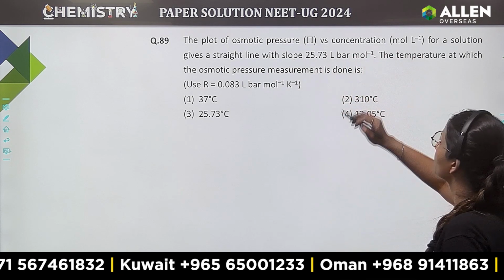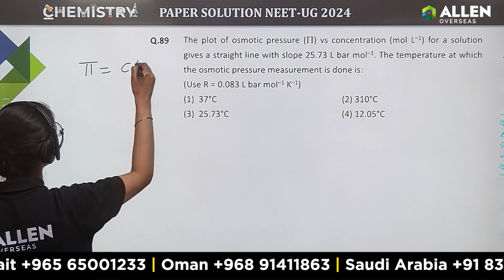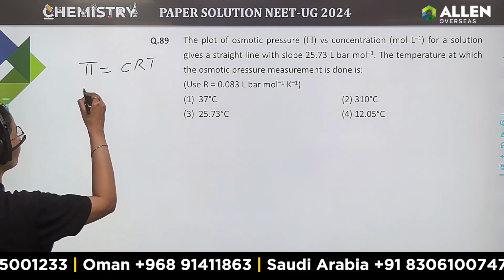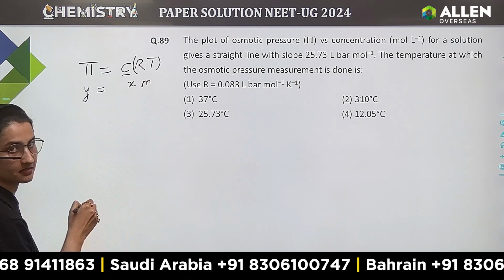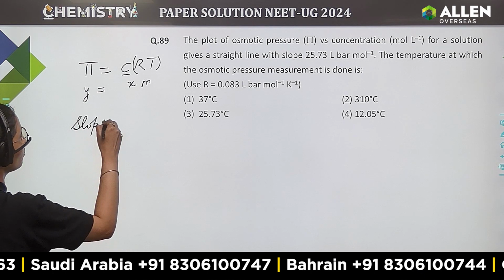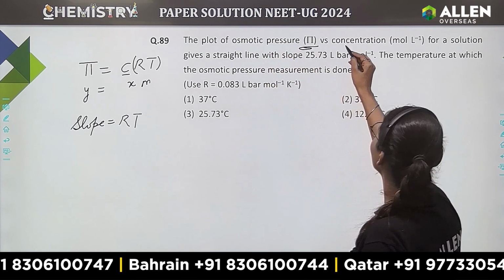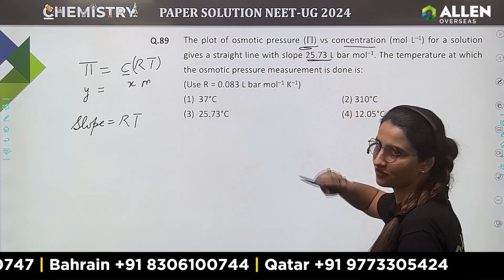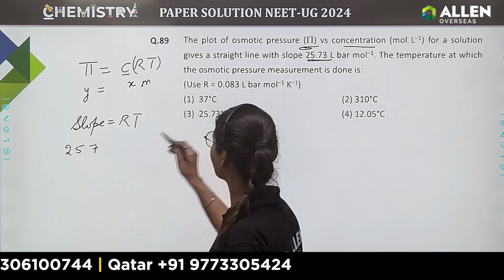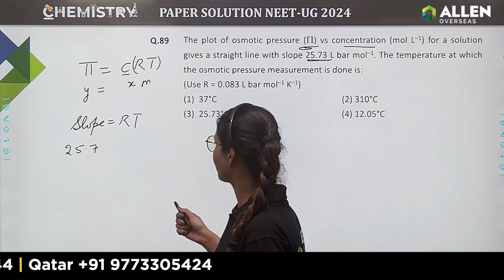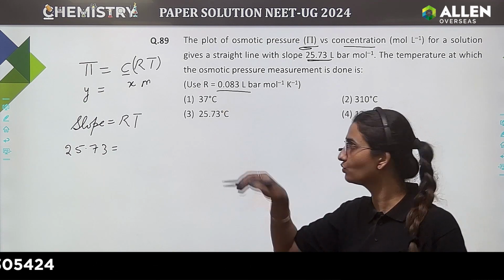So next is osmotic pressure versus concentration. You know, students, what is it? The graph is pi is equal to CRT. If we have to plot y is equal to mx, this is m, this is x. What is the value of slope? Slope is your RT. So if I'm plotting between osmotic pressure and concentration, slope is this much. So students, your slope 25.73 is equal to R. They have given in the question. Use R this.